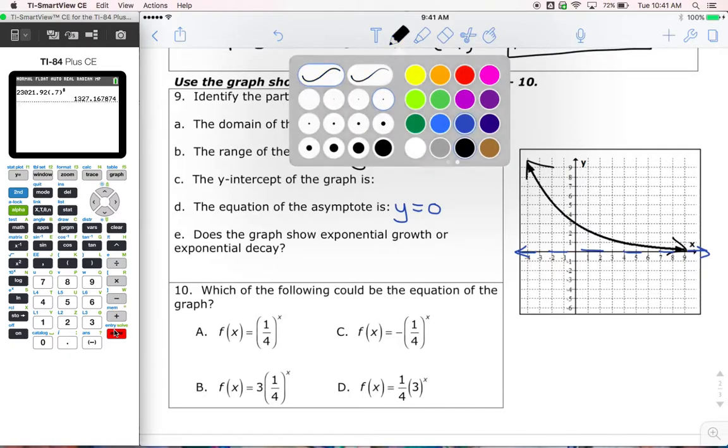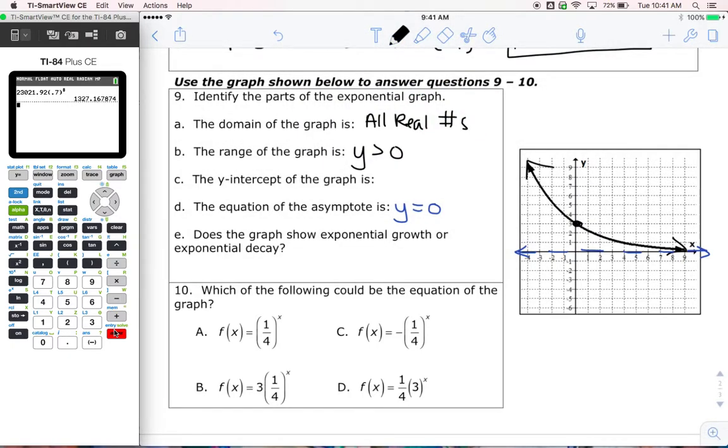What is the y-intercept? Guys, please don't get this wrong. Okay, the y-intercept is 3. Does the graph show exponential growth or decay? Well, from left to right, it's decreasing, so we get to say decay.